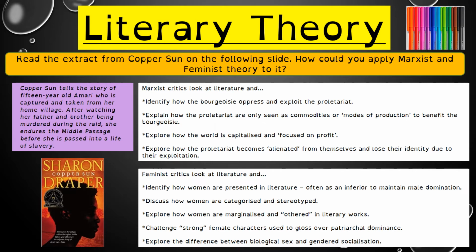We're told in the text that she wanted to die at just age 15, and this is a real example of her being alienated from herself. She doesn't know who she is anymore, to the point where she would rather not be alive because she has no identity. It's been taken from her.